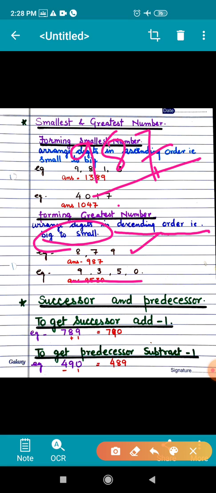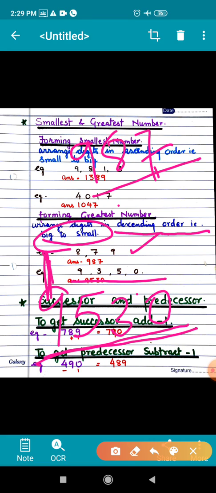Now the second example. Here 4 digits are given and you have to form the greatest number. So what will you do? Write the greatest digit first, that is 9, after that 5, then 3 and then 0. So the greatest number formed is 9530. Children, hope that everything is clear.